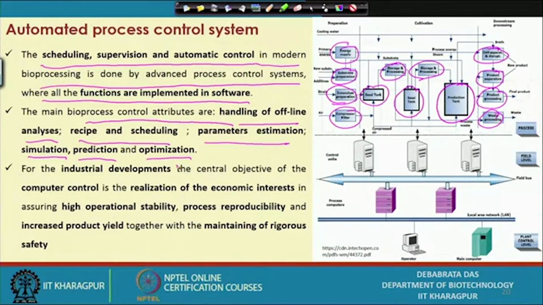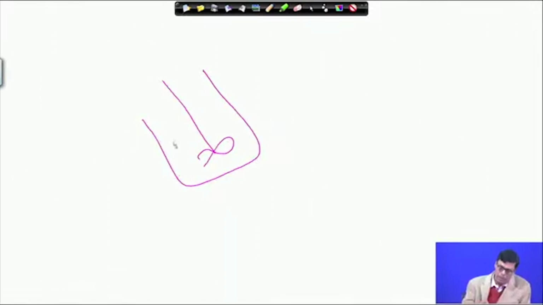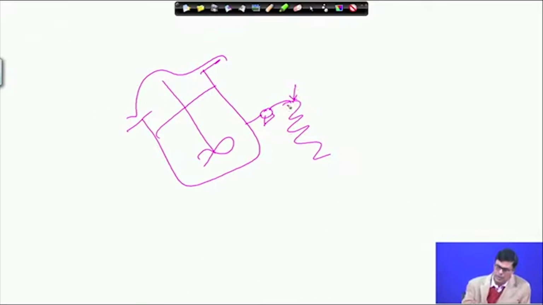As for example, suppose in a reactor, if we wanted to have some kind of online analysis, how can we do that? What can we have? We can have a pump here. So you can have a bypass line here. So you can connect it like this.